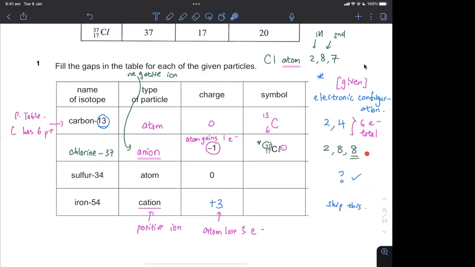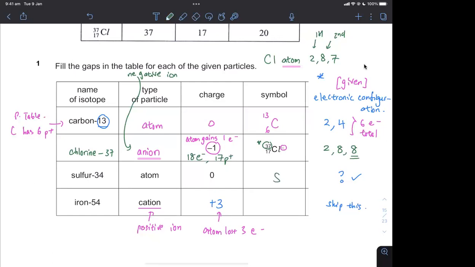Know how to count your electrons. 2 plus 8 plus 8 is 18 electrons. So 18 electrons, but 17 protons, because the atomic number is still 17 there. Okay, I just finished. Well, actually, I'll let you finish the rest of them. It shouldn't be that tricky.